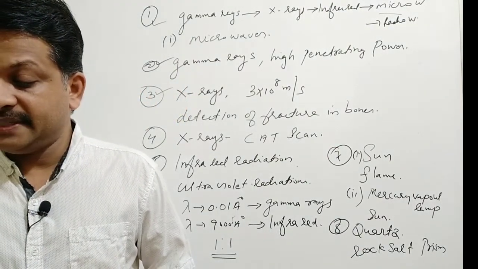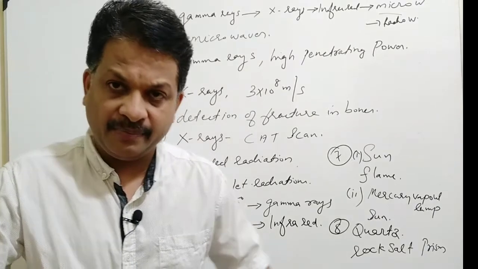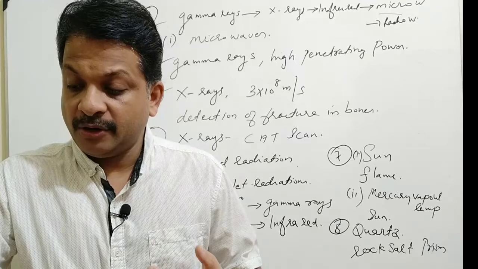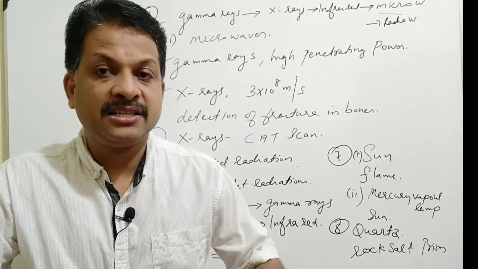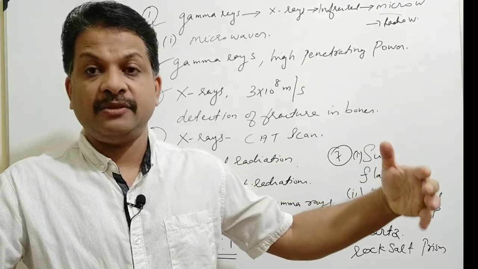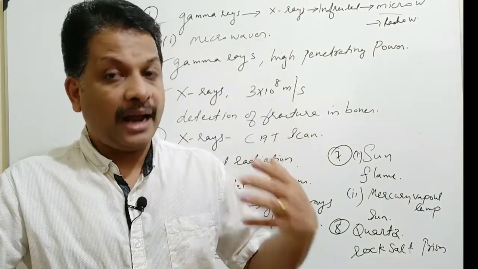Infrared radiations are used in signals during the war. The reason is the same. Infrared radiations are used as signals during war, because infrared radiations are not absorbed by the atmosphere. They can travel through a longer distance without getting scattered or absorbed.